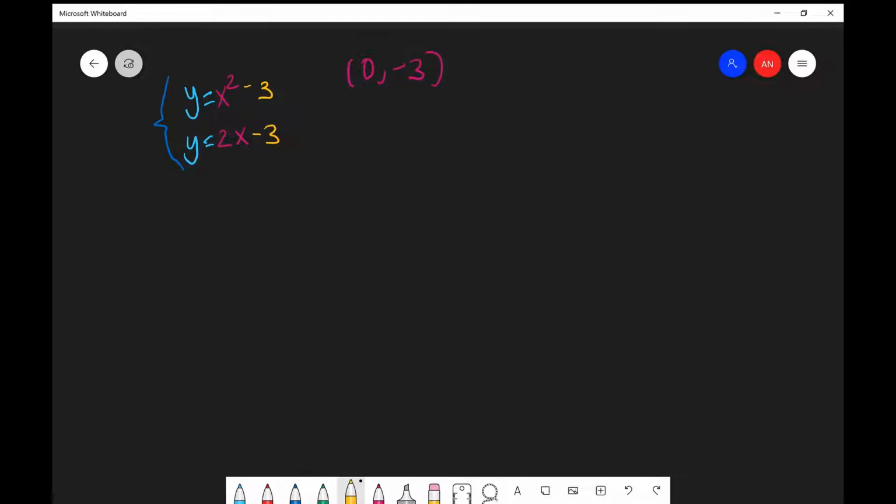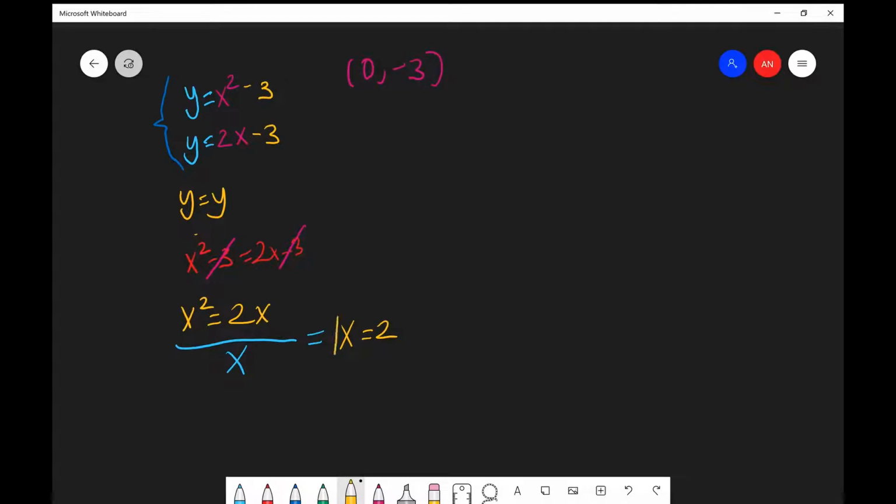So that means, since y is equal to y, x squared minus 3 is equal to 2x minus 3. So here we can eliminate -3 from here, -3 from here, because we're adding 3 to both sides, so then we get x squared is equal to 2x. If we divide this whole equation by x, then we get x is equal to 2.